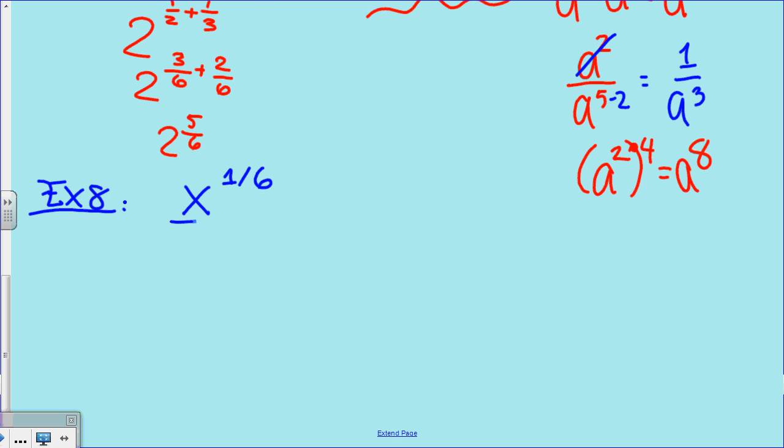X to the 1/6 divided by x to the 5/6. Okay, so what do we do there? So minus 1/6. Ooh, common denominators are really nice. 5/6 take away 1/6 is how many sixths? 4/6. Ooh, 4/6. Reduce it to what?